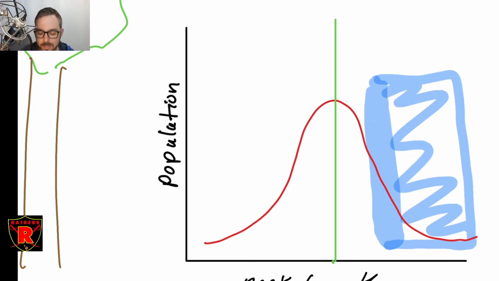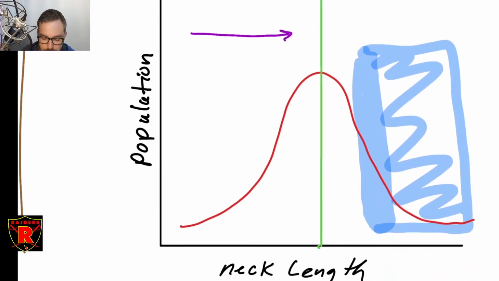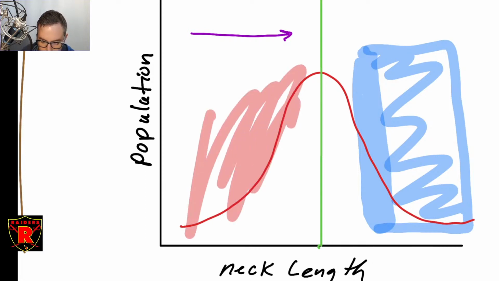So what we say then is that there is a selective pressure pushing the population over time to move in this direction, because the ones that are on the other side over here are probably not going to survive, or they're going to have a great deal of difficulty surviving.